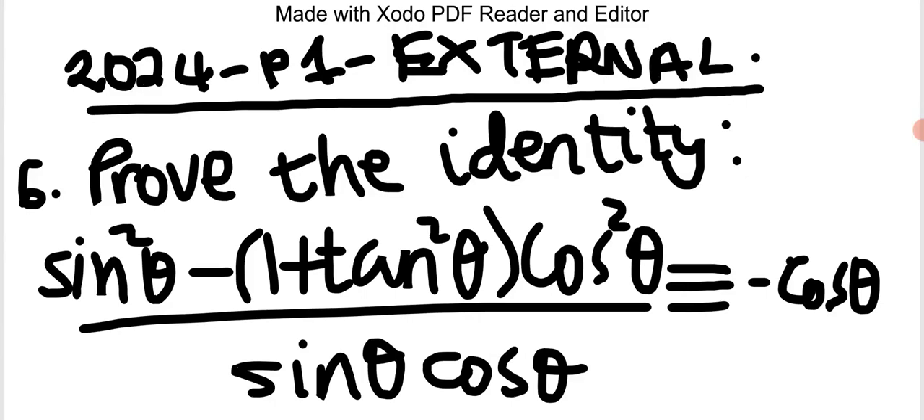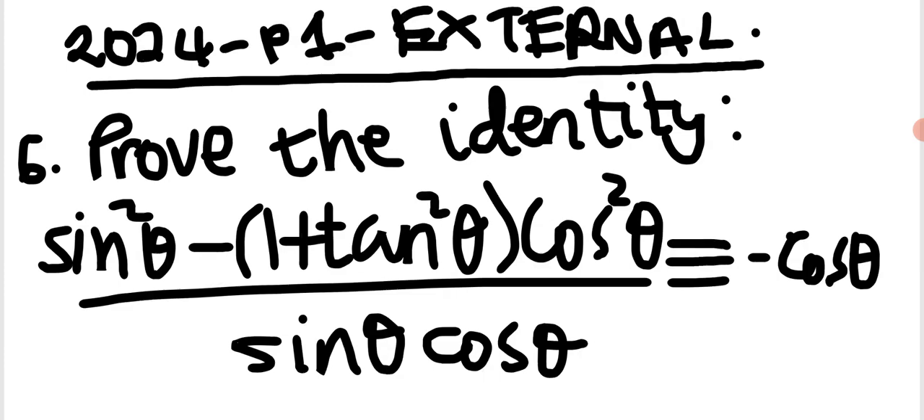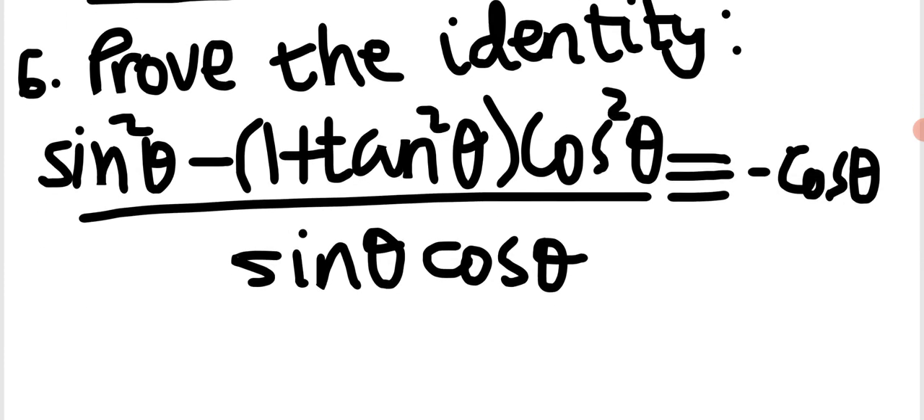This is Cornelius Subinda with another video, and in this video we are tackling the 2024 paper 1 external. This was question number 6, and it reads: prove the identity (sine theta squared minus 1 plus tan theta squared) multiplied by cos theta squared is equivalent to negative cos theta squared. Okay, so we are proving that this left hand side is equal to that right hand side.